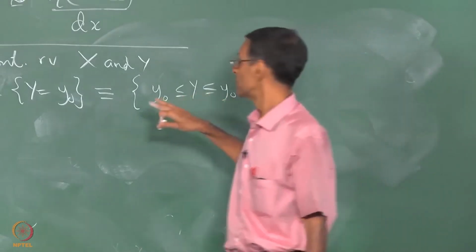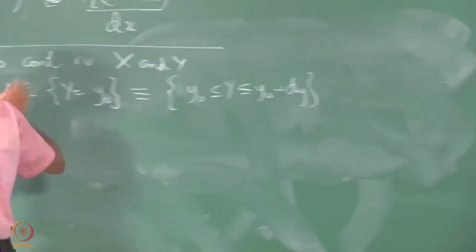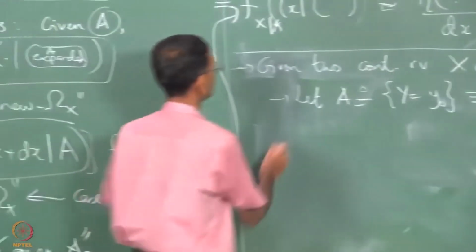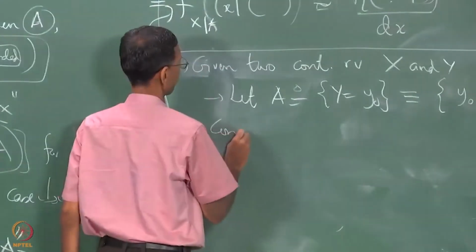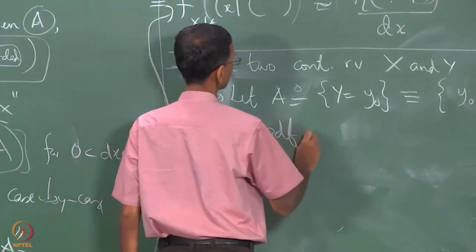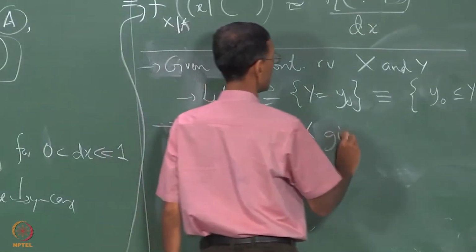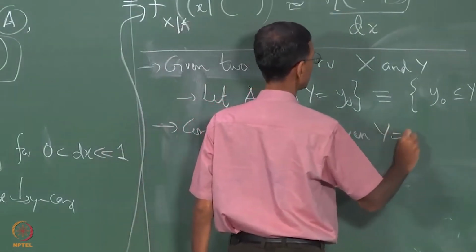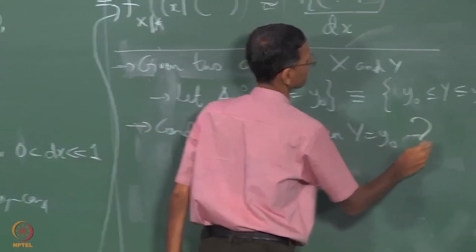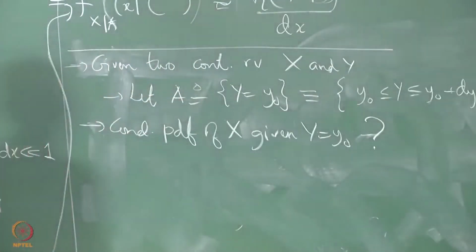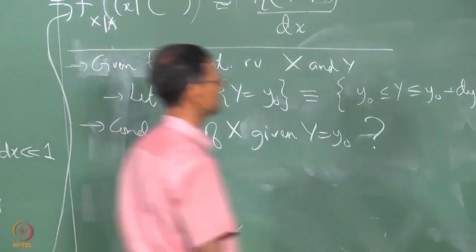isn't it? Now can I talk of the conditional density function of x, the PDF of x given y equal to y naught? How do I go about calculating this? So let us draw a picture and try to see what's right.